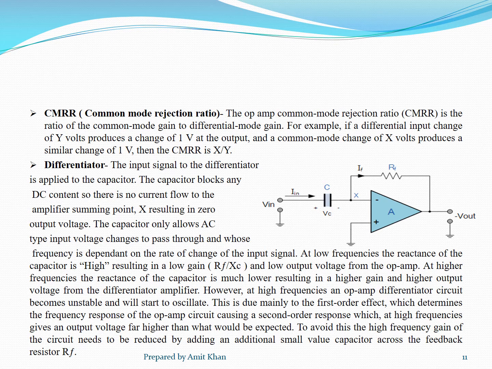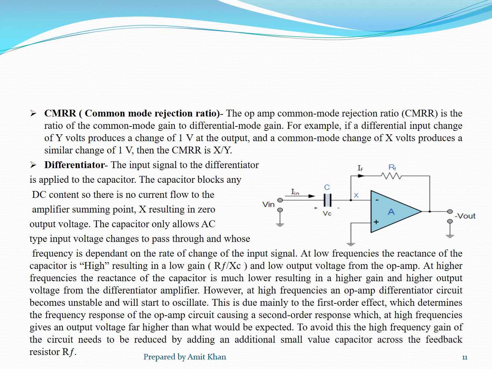The capacitor blocks any DC content, so there is no current flow to the amplifier summing point, resulting in zero output voltage. That is the virtual ground, point X. The capacitor only allows the AC type of input voltage to pass through, whose frequencies depend on the rate of change of the input signal. At higher frequencies, the reactance of the capacitor is much lower, resulting in a higher gain and higher output voltage from the differentiator amplifier.